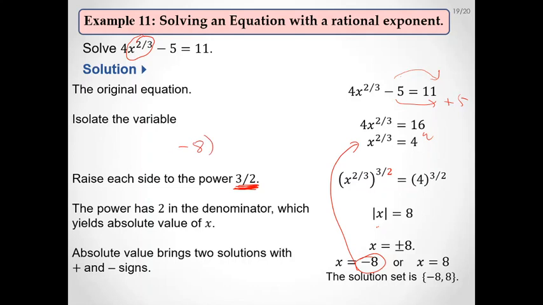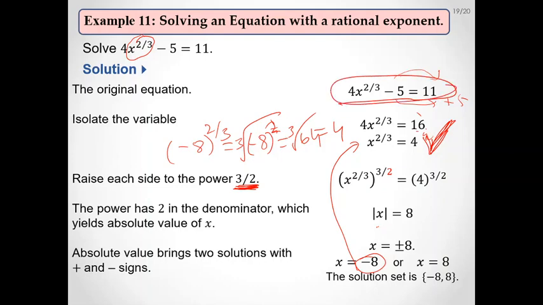Negative 8 to the 2 over 3 is equal to, you can write it this way: it's the cube root of negative 8, squared, that is 2 squared. Or the cube root of 64, and this is 4. Yes, it satisfies this equation. If it satisfies this one, then automatically it will satisfy this one. And 8, in the same way, you can calculate, it's equal to 4. So after checking them, we conclude the solution set is negative 8 and 8.